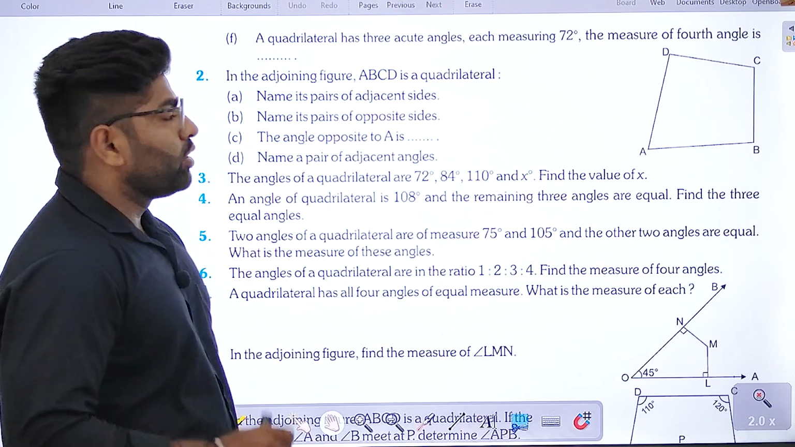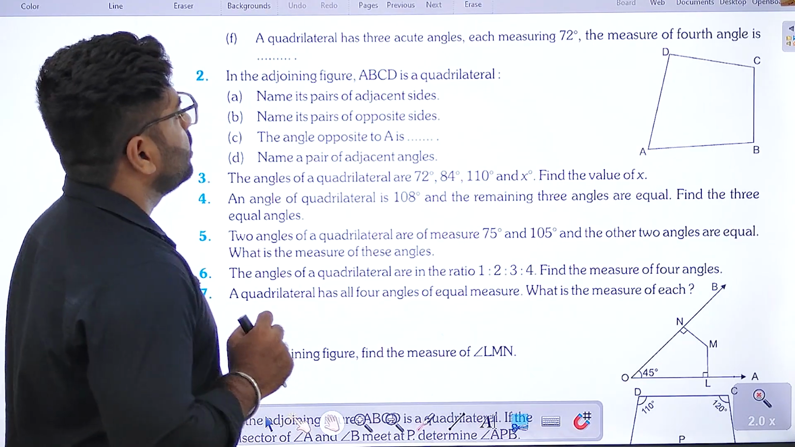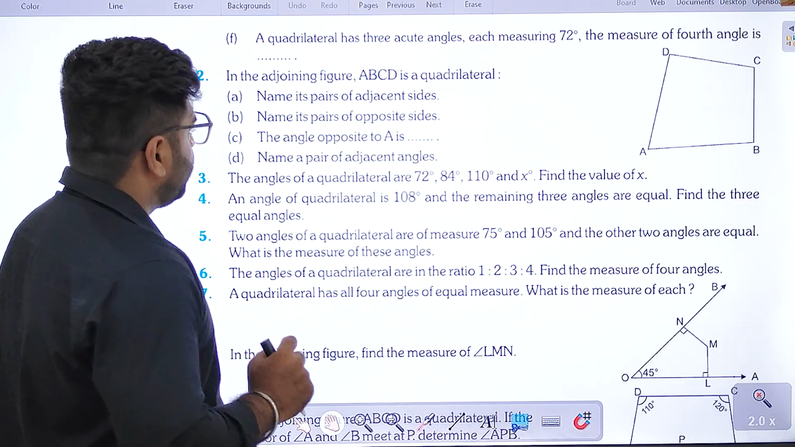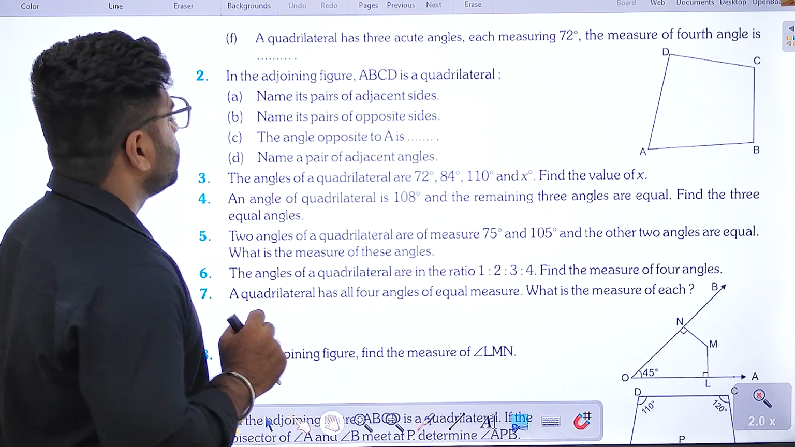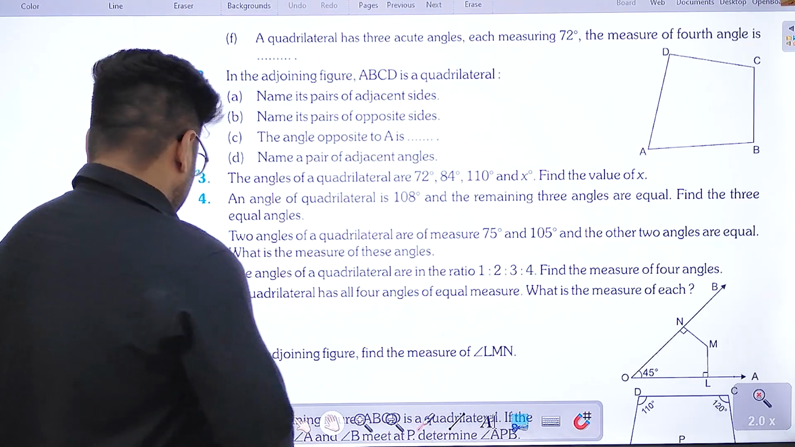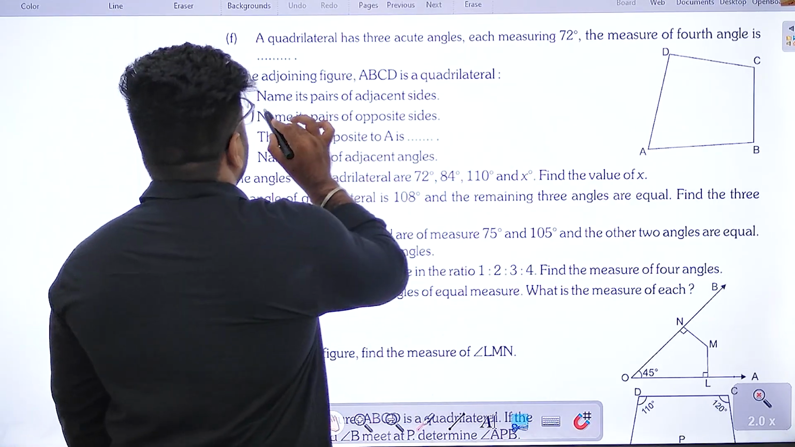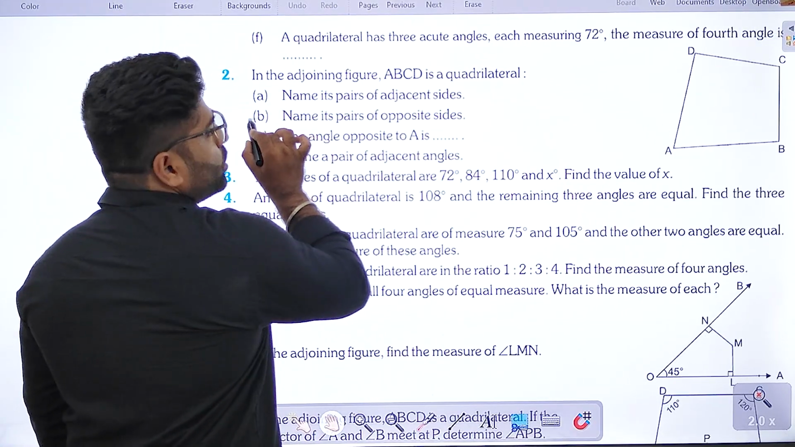Okay, now we have question number 2. In the adjoining figure, ABCD is a quadrilateral. Name its pairs of adjacent sides, pairs of opposite sides, the angle opposite to A, and name a pair of adjacent angles. Okay, let's start question number 2.